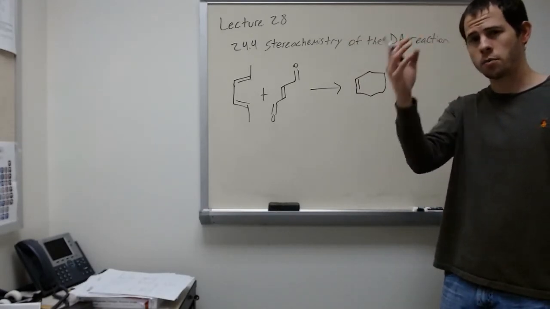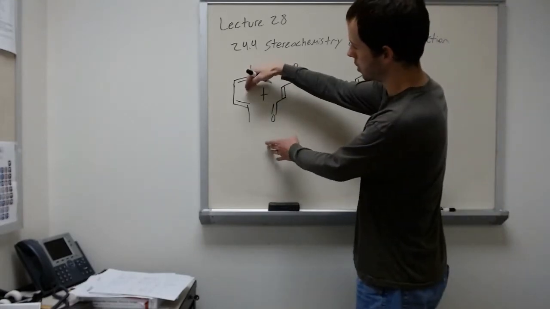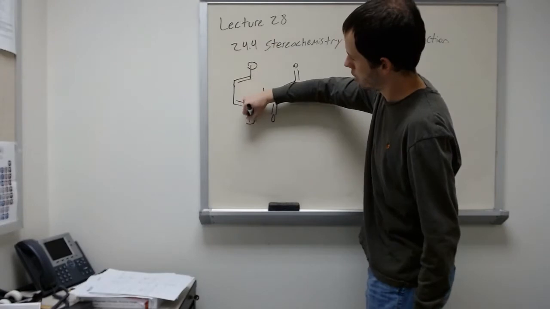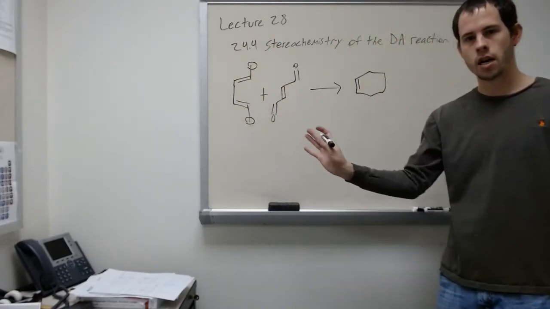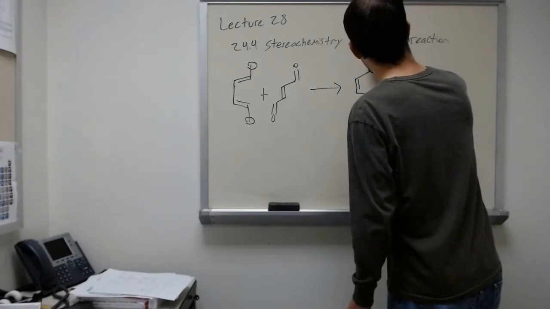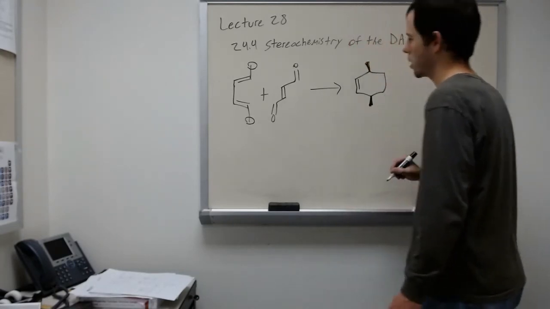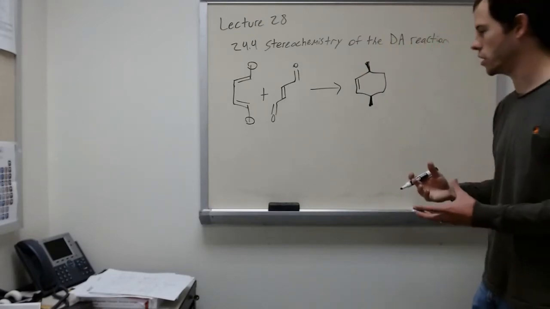And now let's think about it one thing at a time. And so we look at our diene. We see that this group and this group are pointing out of the diene, so they're going to be on the same side of the ring. Like that. And then also the other way around.